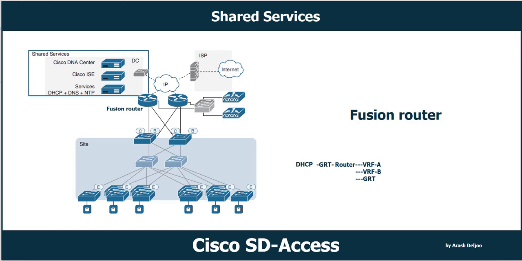It means that the border nodes, here we have border nodes, hand off the employee VNs or virtual networks and maybe IoT devices to the fusion router, which then leaks shared services routes and traffic from the global routing table into the VRFs. Also, the fusion router does not need to be a dedicated device and can be the existing upstream switch or router, as long as it is capable of VRF-Lite and route leaking between the VRFs and also the GRT or global routing table.